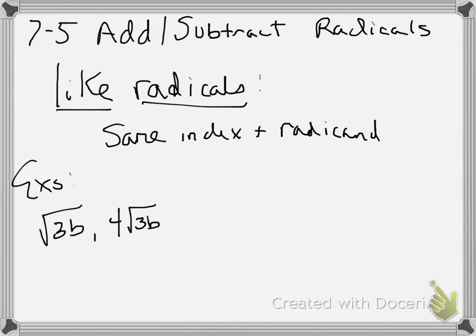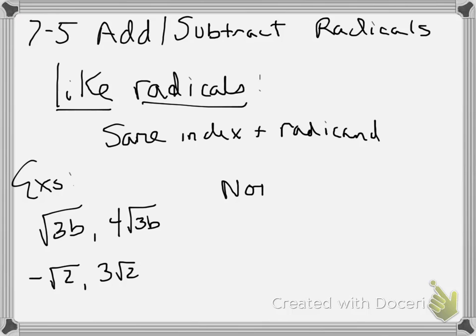So here's some examples of like radicals. Square root of 3b and 4 times the square root of 3b. The outside number is irrelevant. The only thing that matters is that the inside number is the same, and we're talking about square roots here. Another example of a pair of like radicals: negative root 2 and 3 root 2. Again, the key thing is these are both square roots. The radicands are both 2. That's what allows us to combine these in a problem.